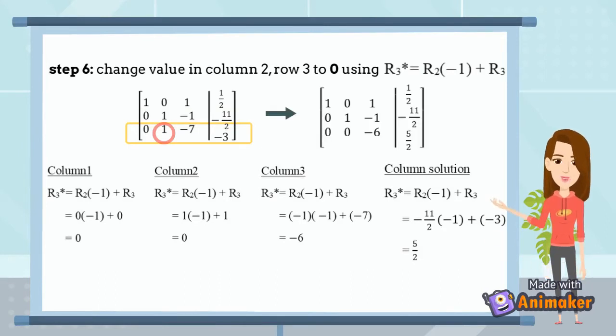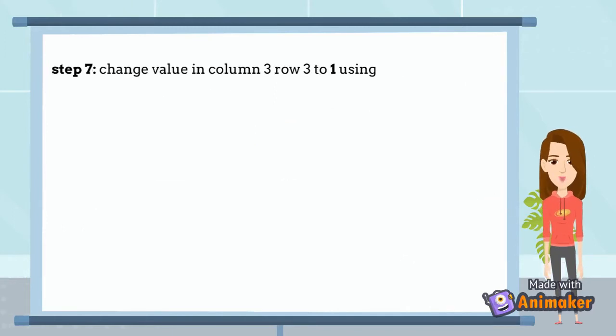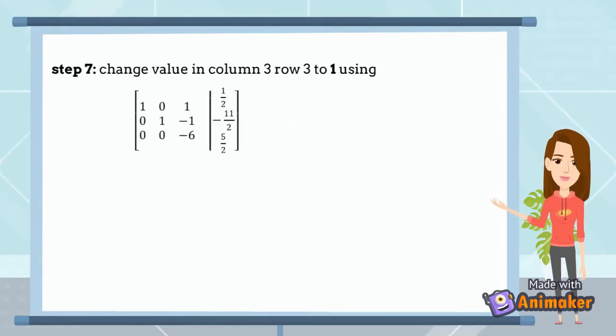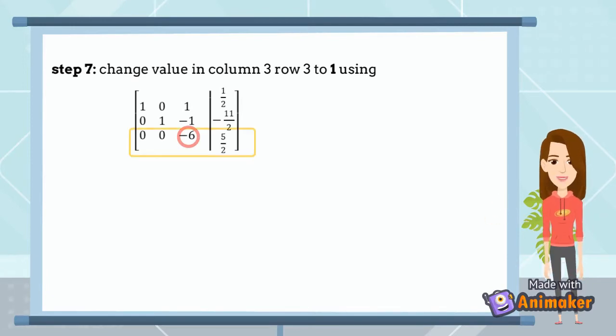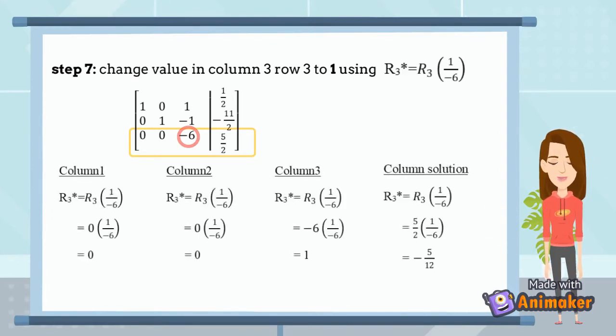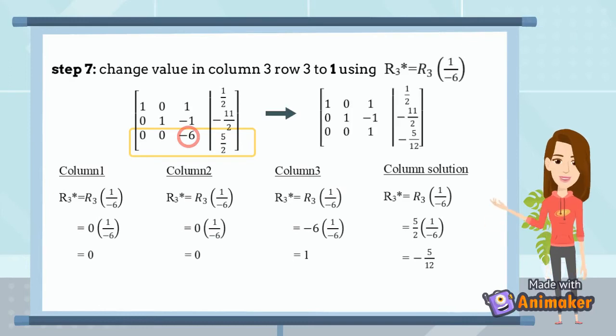Then, update the value in the matrix. Step 7. Change the value in column 3, row 3, to 1 by using the value in each column of row 3 multiply by 1/6. Thus, you will get 0 for column 1 and 2, column 3 equals 1, and -5/12 in the column for solution. Then, update the value in the matrix.